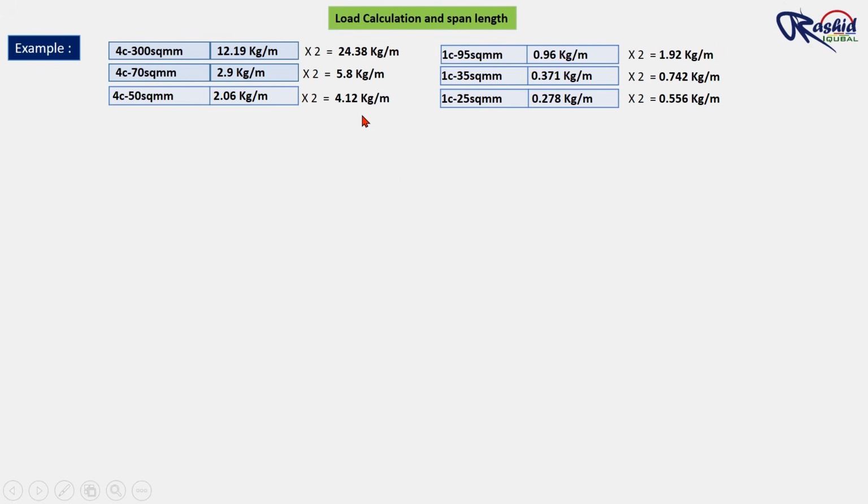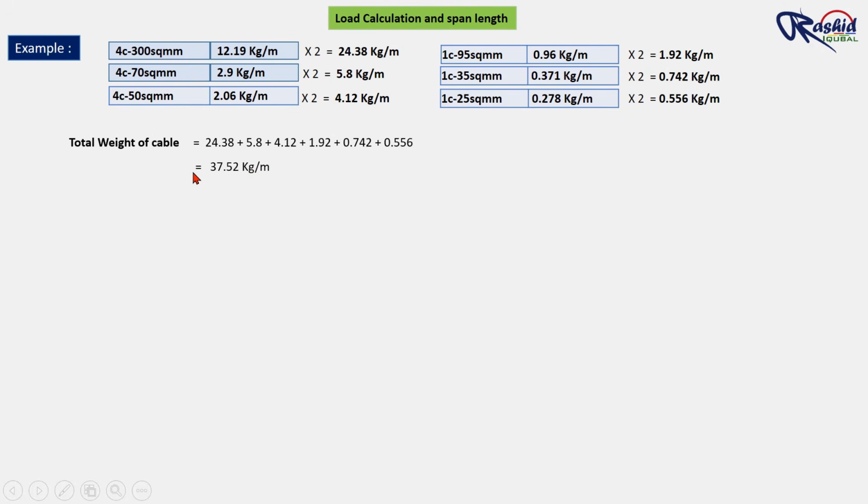Now we will calculate the total weight per meter. So we have to add all these values. After calculating all these values, it becomes 37.52 kg per meter. This is the total weight of the cable in kilogram per meter.